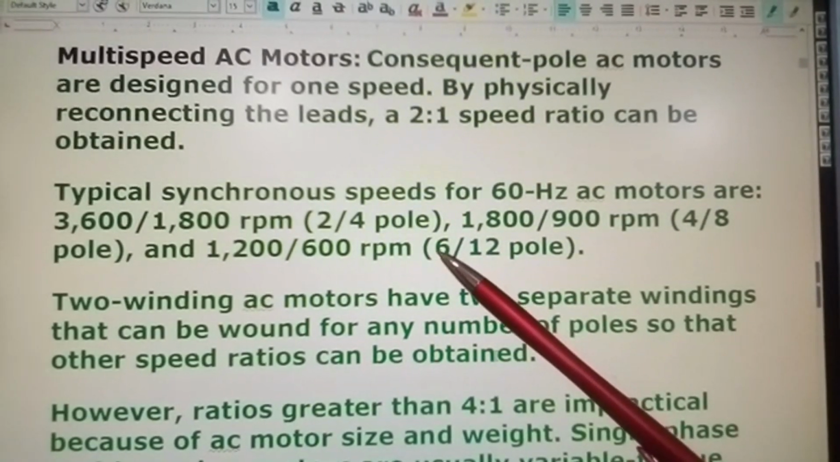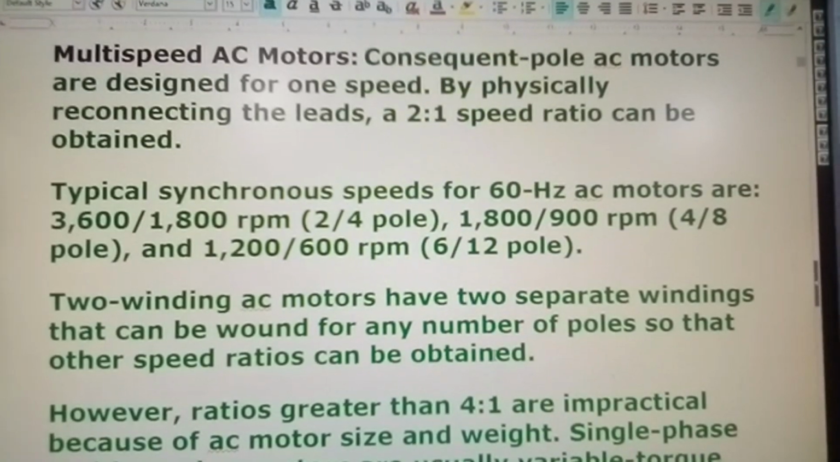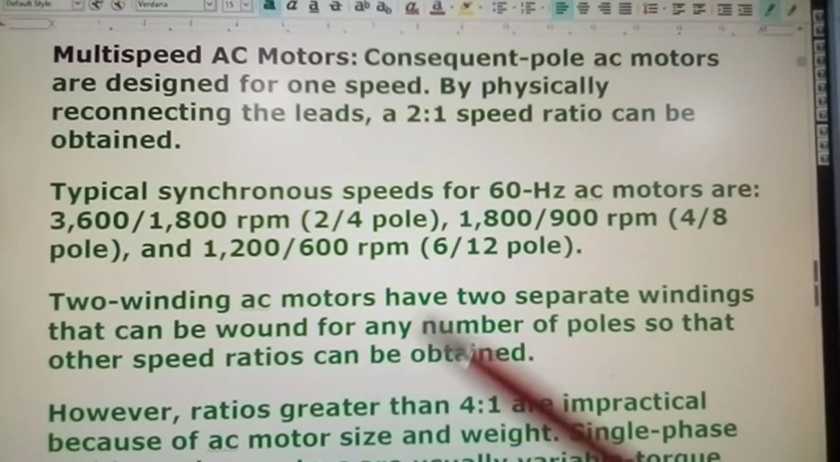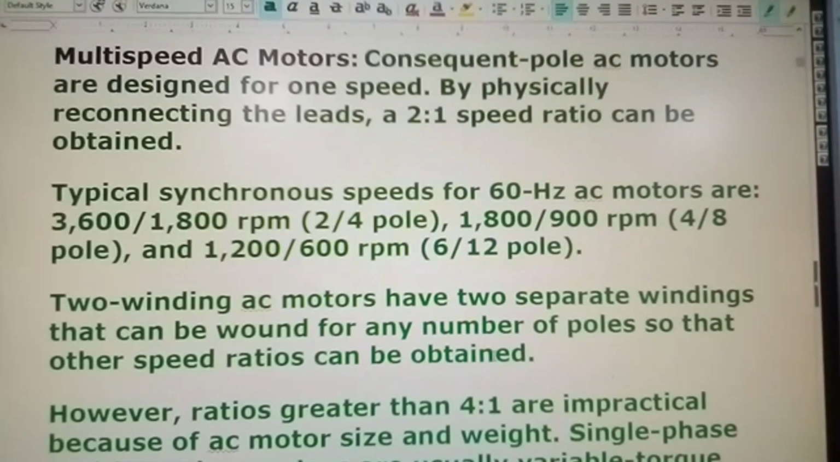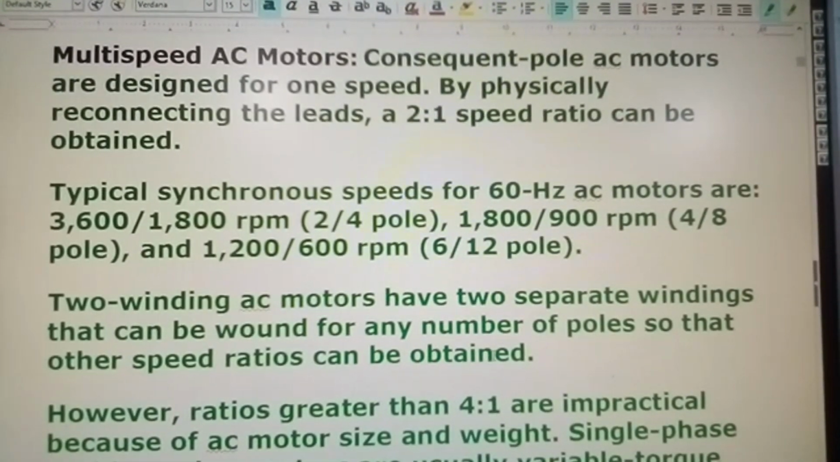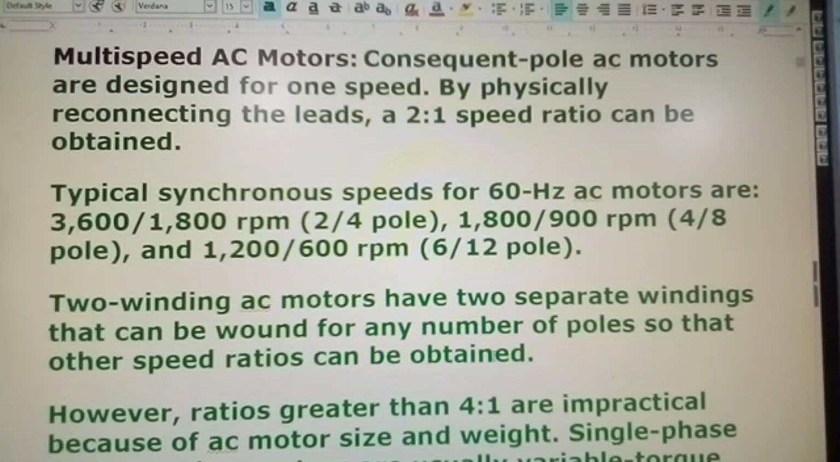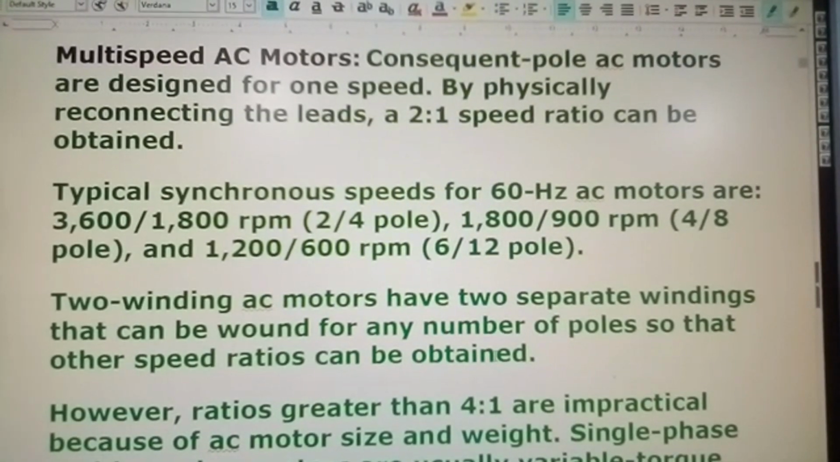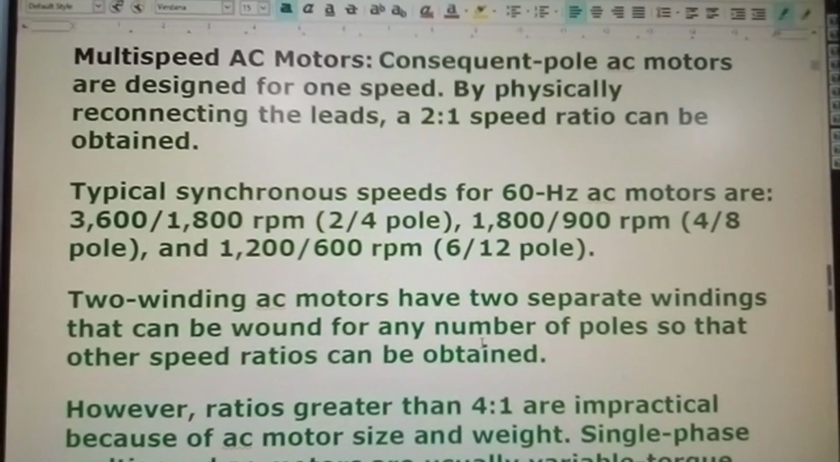Now, if you're talking about 6 to 12 poles, look at the pairs. How many pairs? If it's a 6-pole motor, how many pairs would there be? It would be 3. If it's a 12-pole motor, how many pairs would there be? 6 pairs. Okay.